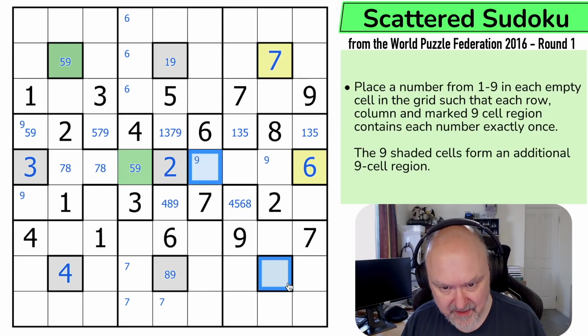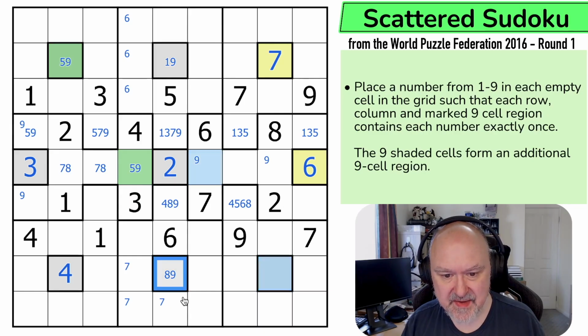So what can this be now? Well, hang on, doesn't that mean that has to be 8? Because if this was 8, I'd have to put it there and that would break that. This is 8. So now I've got 2, 3, 4, 6, 7, 8. This is 1, 5, 9.